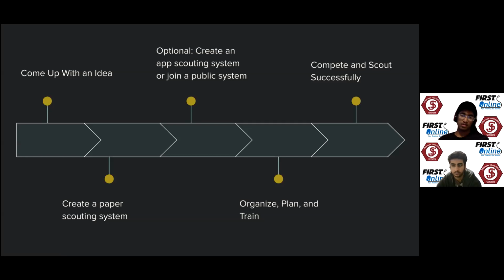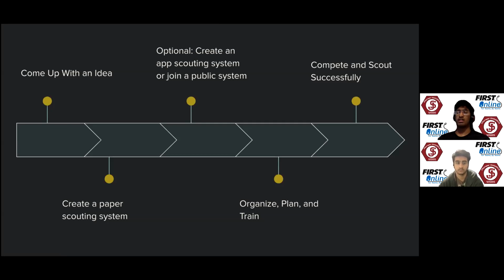The next thing you have to do is create a paper scouting system. I'll explain more in depth about what that is, how that works, but that's a scouting system that I would recommend most teams start with. And then after you've developed that and you think you've got it good, you have some extra time, you can optionally create an app scanning system or join a public system. Again, I'll talk more in detail about both of those and we'll discuss the pros and cons of each.